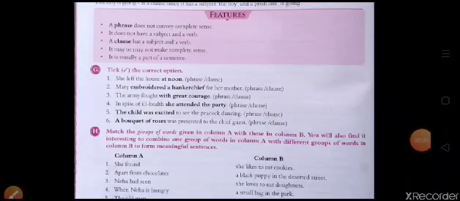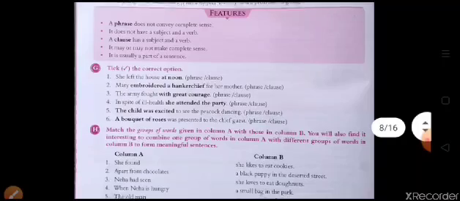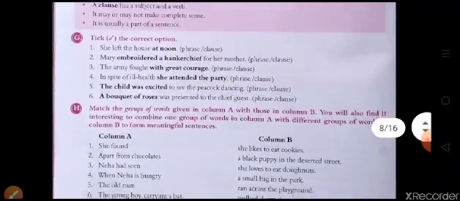Now let's read the features. A phrase does not convey complete sense. It does not have a subject and a verb. A clause has a subject and a verb. It may or may not make complete sense. It is usually a part of a sentence. Now let's move to the exercises.